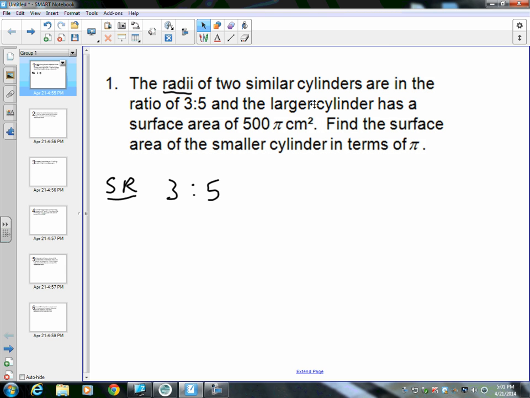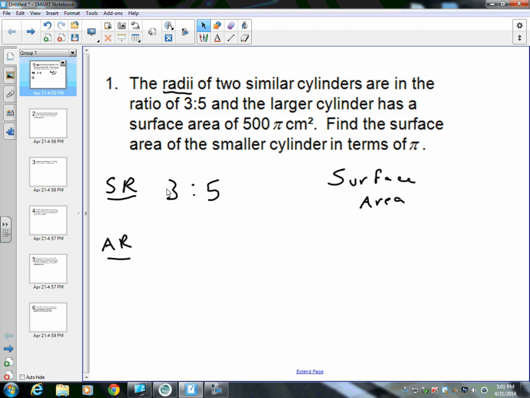It says the larger cylinder has a surface area of 500 pi. Well, we're talking about surface area. This is not the same as our similarity ratio, but we need our area ratio. I'm going to call it AR. And how do we find our AR, our area ratio? What we do is we take our similarity ratio and we square each number.